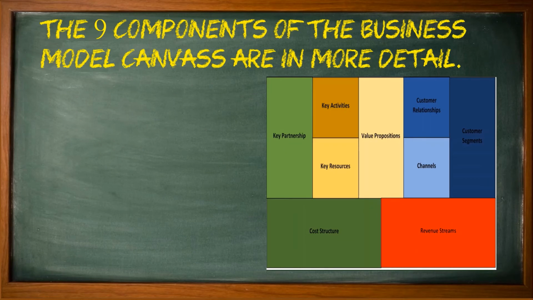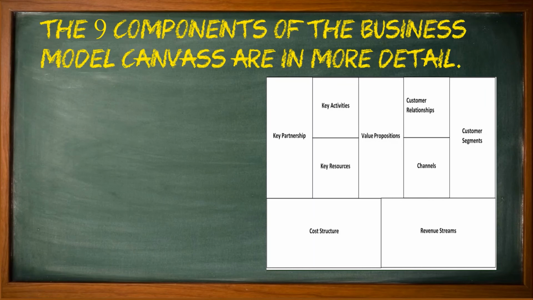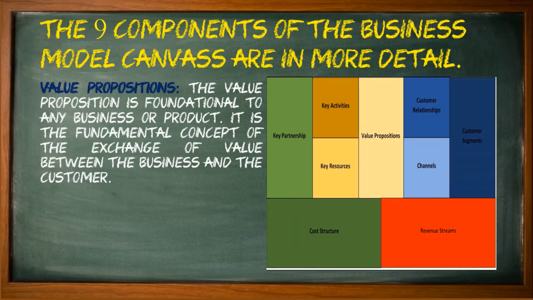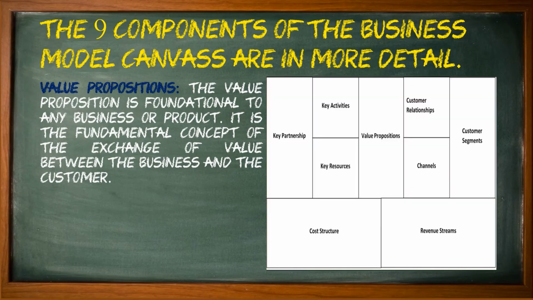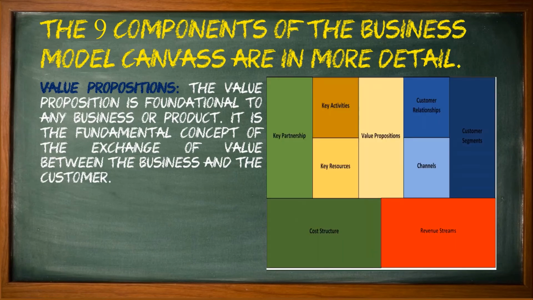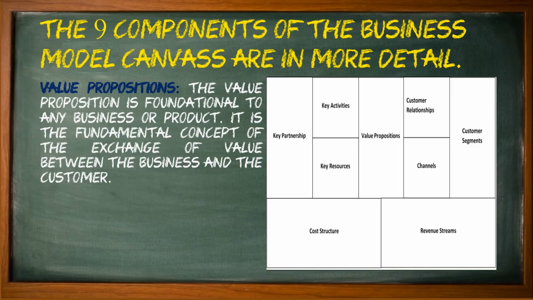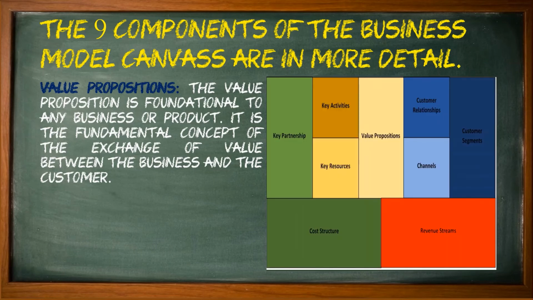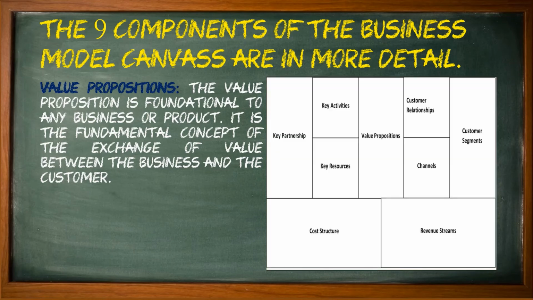The 9 components of the business model canvas in more detail. And the final component of the business model canvas is the value propositions. The value proposition is foundational to any business or product. It is the fundamental concept of the exchange of value between the business and the customer. It is the building block at the core of the business model canvas. And it represents the unique solution, goods or service, for a problem faced by a customer segment, or that creates value for the customer segment.